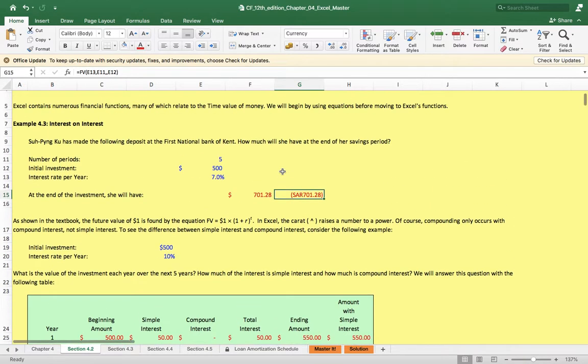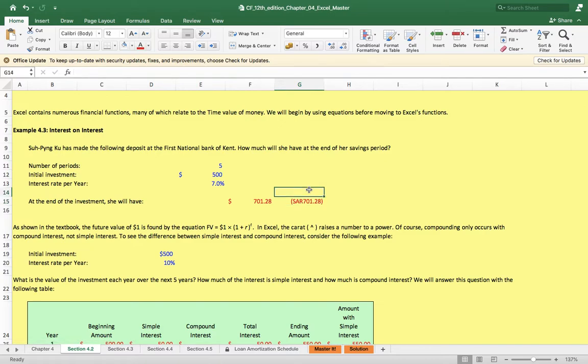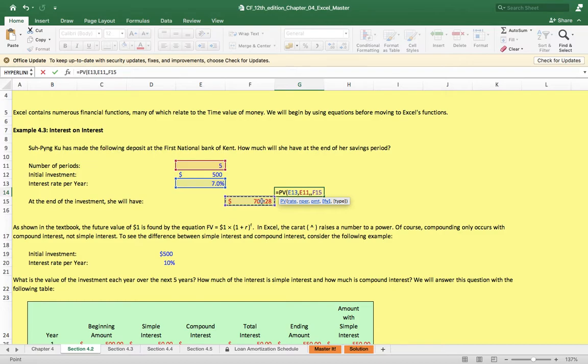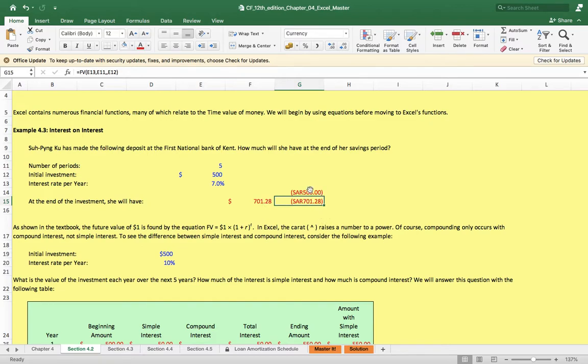Now, for example, we can calculate the present value also. There is a function in Excel called present value. Click there, it asks for the rate, put the rate, comma, number of periods 5, comma, the payment, there is no payment in between, so just put a comma so that Excel will understand. And future value is 701. Enter. See, 500 is the present value.